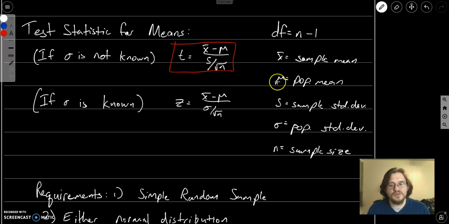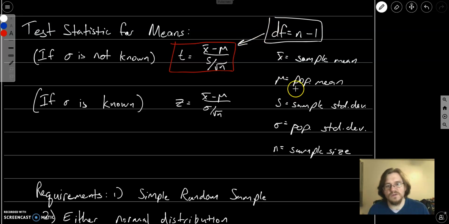So through all this, we have x bar, which is the sample mean, and mu, which is the population mean, which is sort of what we're testing the value of. We have s and sigma, the sample standard deviation and population standard deviation, and n is the sample size. The other thing to know is for the t distribution, we have to know the degrees of freedom, and this is going to be n minus 1. So with a larger sample size, we have more degrees of freedom, which means that the t distribution looks more and more normal. So having a bigger sample size means that the t distribution looks more normal.